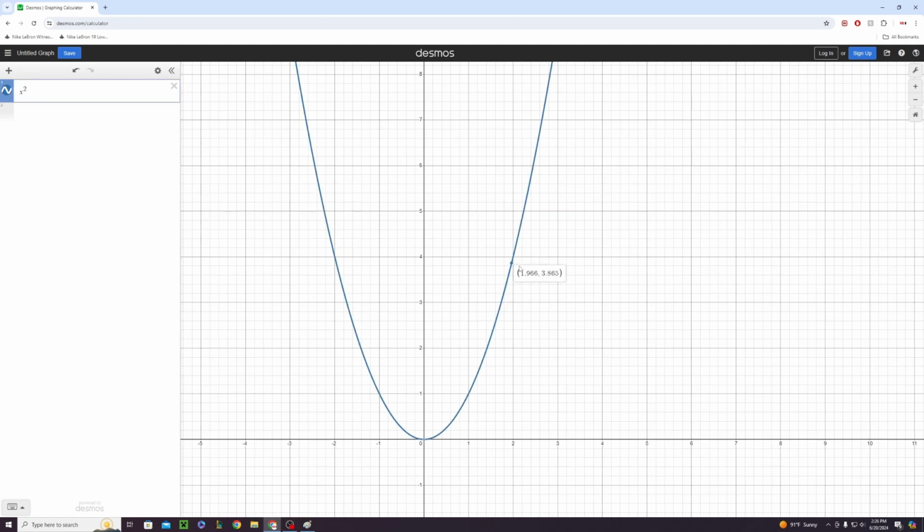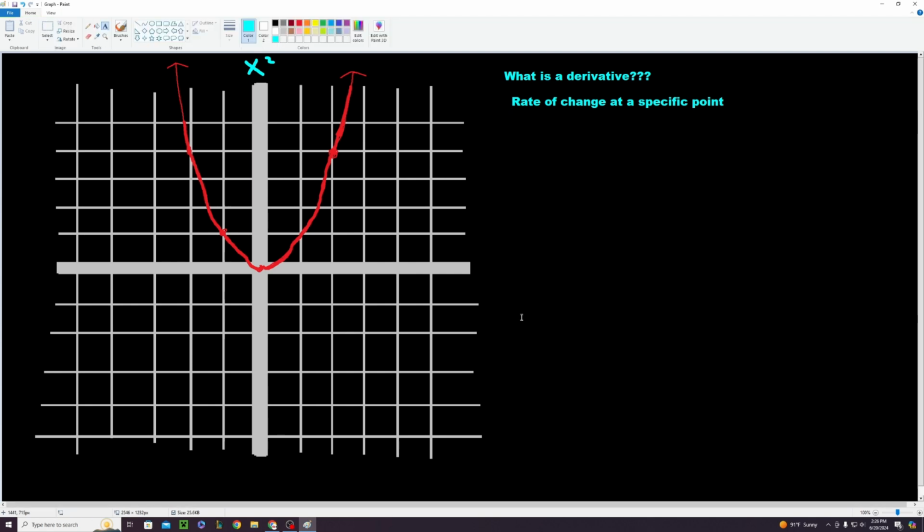But what the derivative tells us is the rate of change at a specific point. Like, what's the rate of change at the point x equals 2? Because it's going to be different than the rate of change at the point x equals 1. So let's try to figure out how to do it.